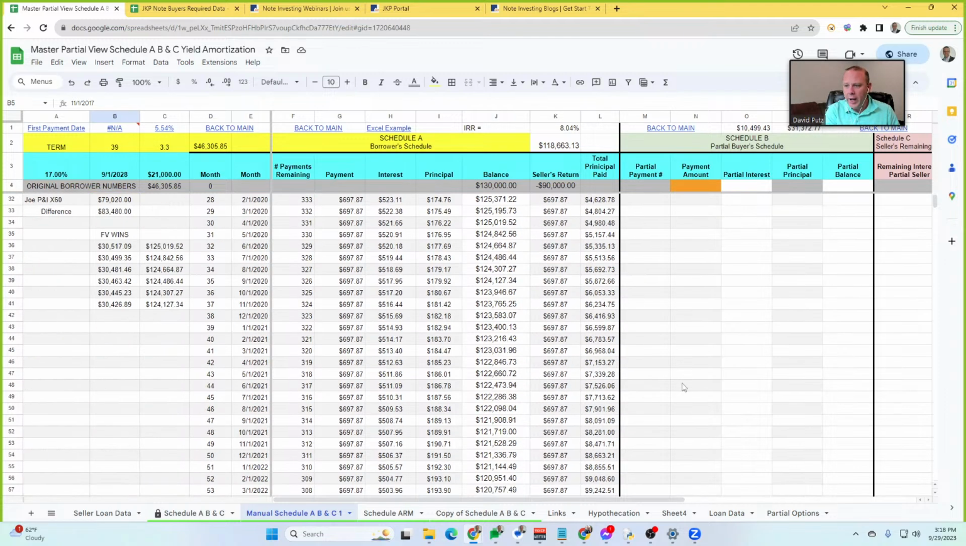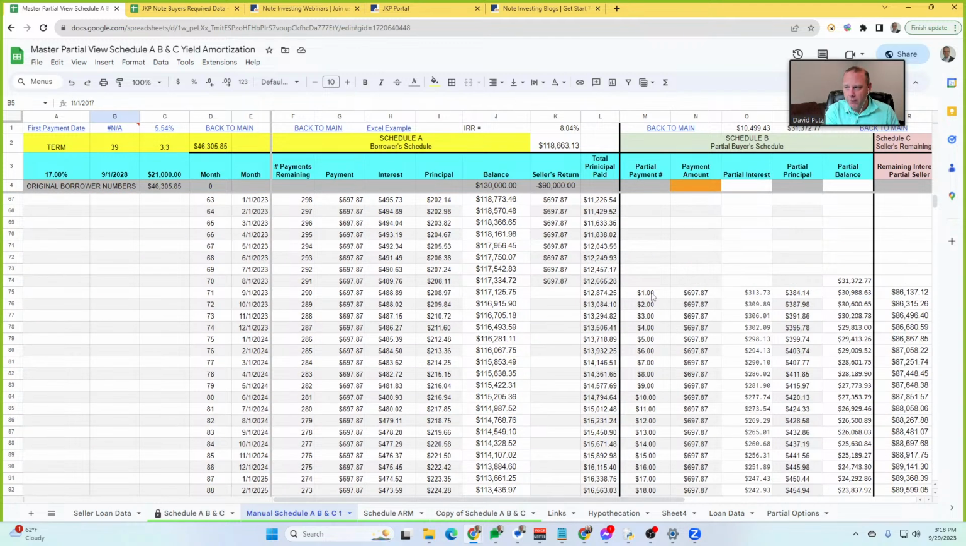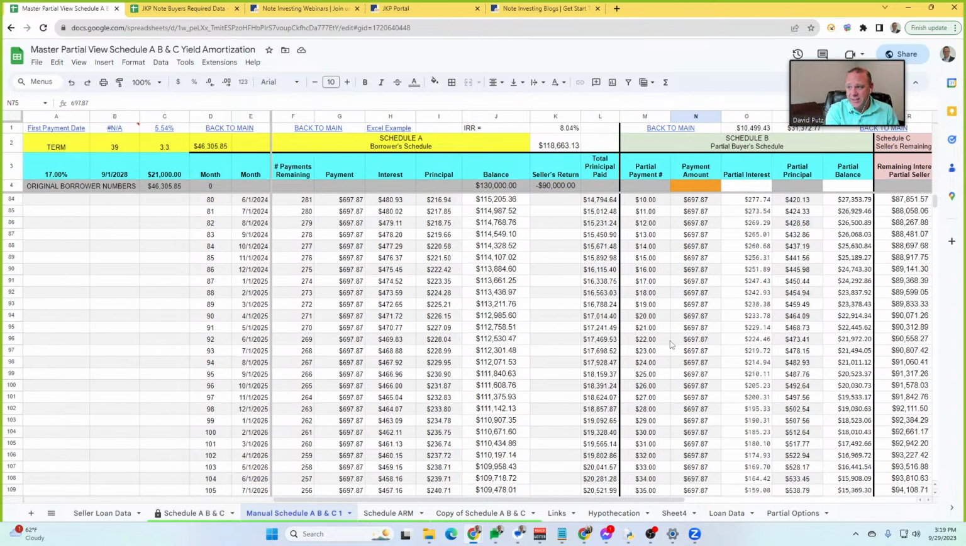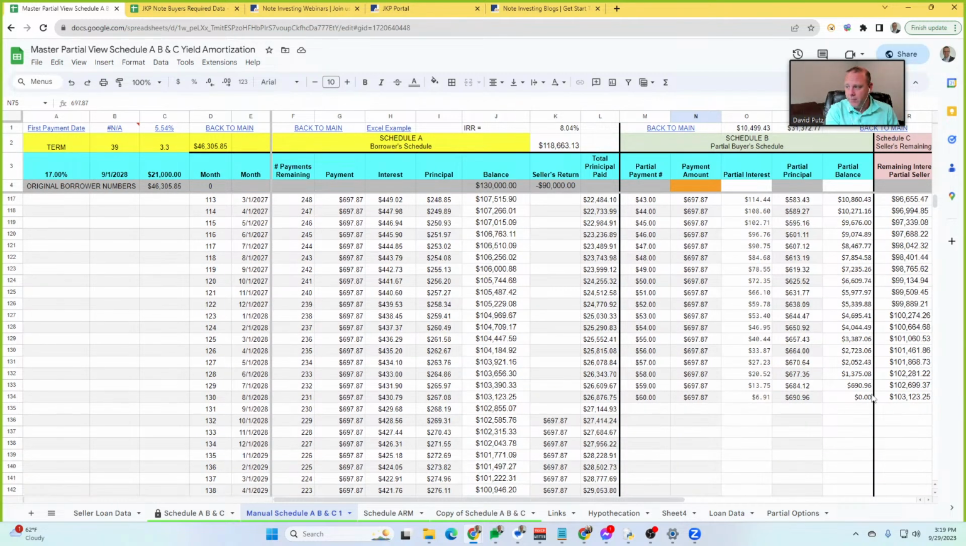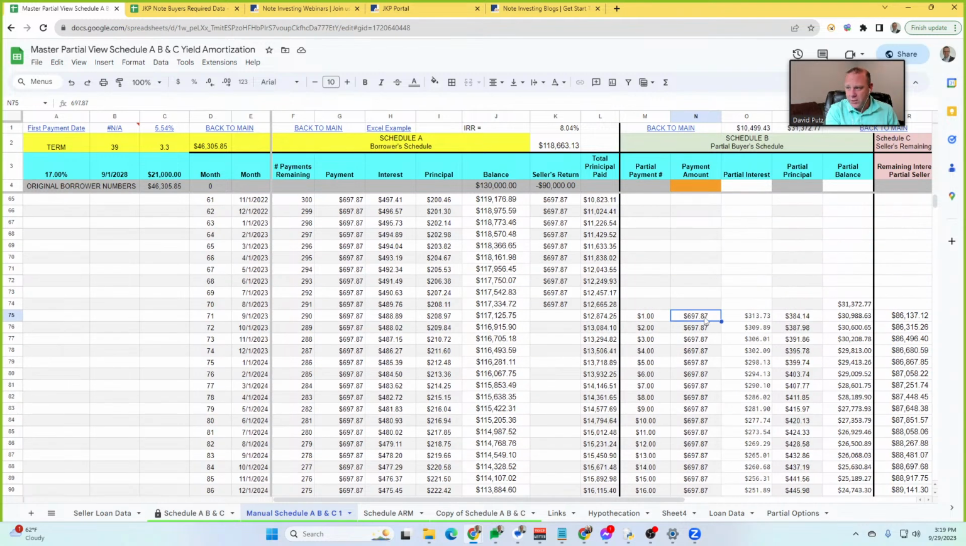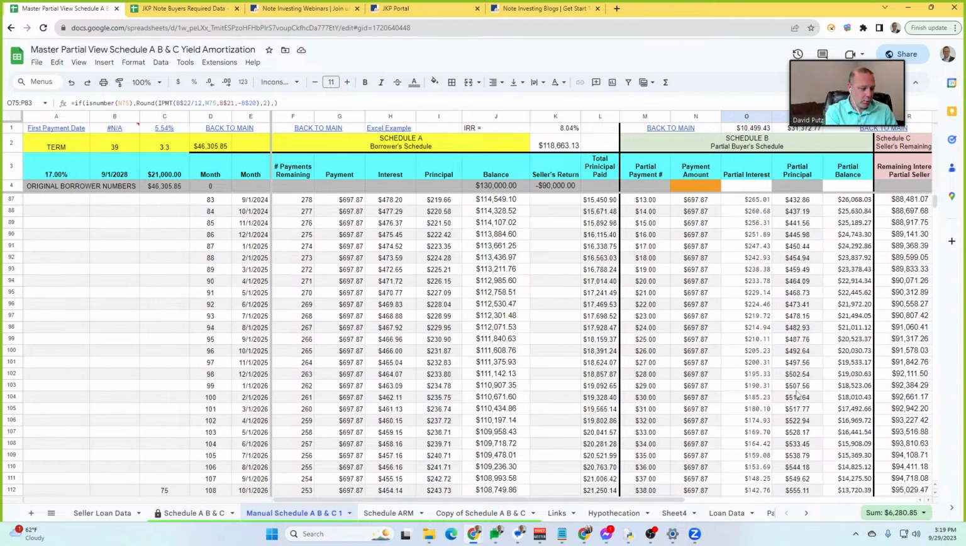So the buyer of that partial will start receiving the payment at the time the agreement is made. I'm going to sell it to Bob on 10/1, and that payment is going to be received by Bob for a period of time, and that period of time is 60 months. During that whole time he's receiving $697.87, and his amortization schedule will continue just like a borrower's.